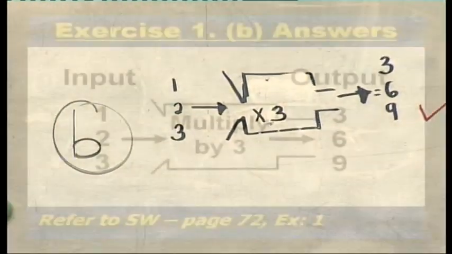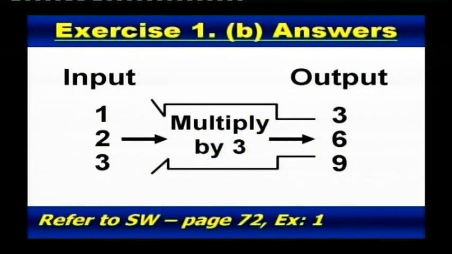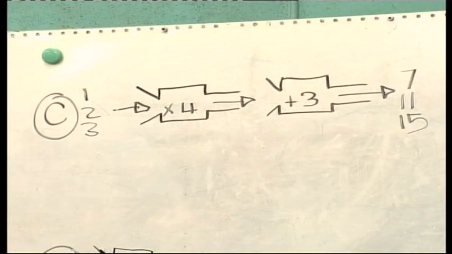And let's check the screen. Is the answer on the screen correct as well? Check the answer on the screen. Is it correct? Okay, the whiteboard and the answer on the screen, they are the same and they are correct. Okay, exercise C. Let's look at exercise C. The exercise C is two function machines.